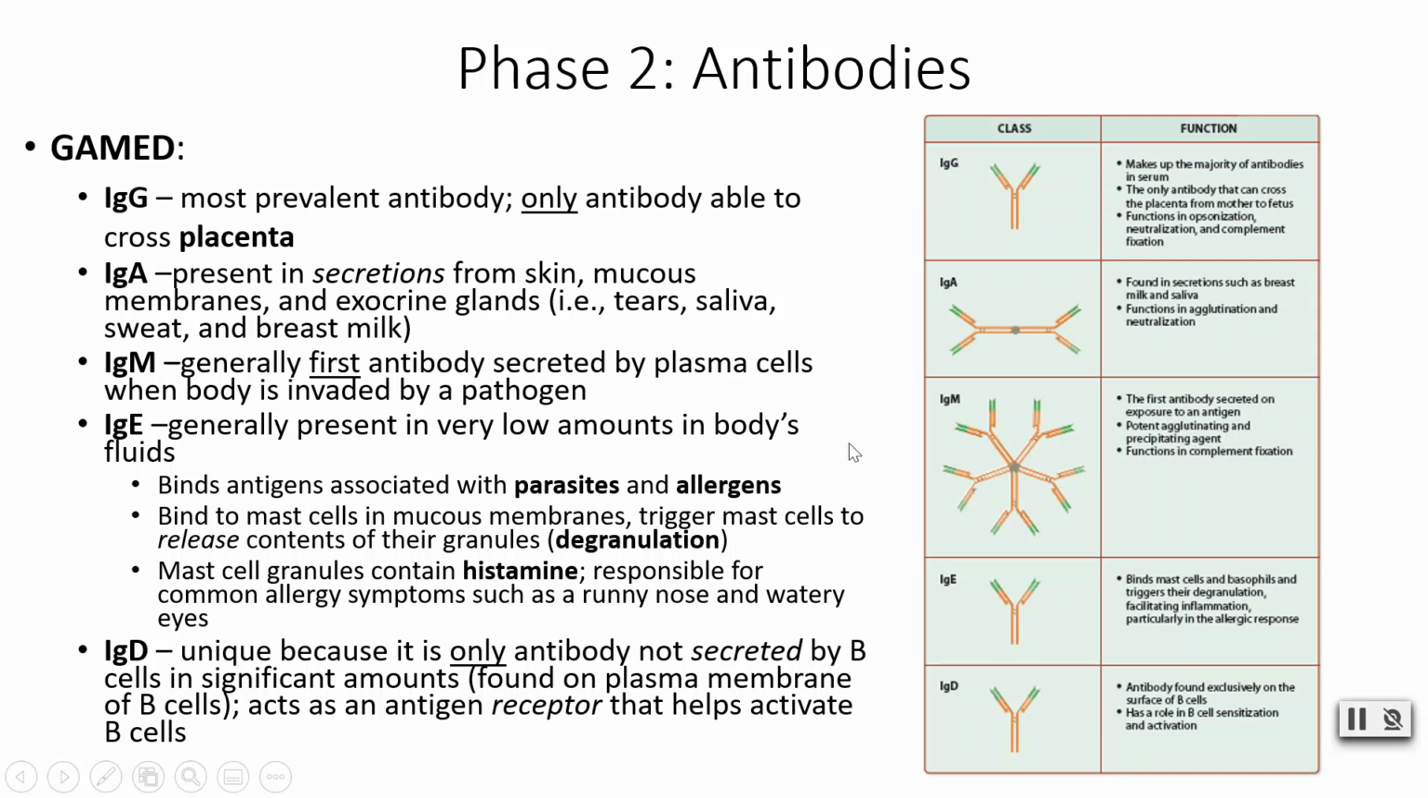Okay. And then you have IgE, which you usually have pretty low numbers of these in your body fluids. Okay. What do these do? Well, these tend to bind to parasites, and again, we typically aren't exposed to a super high number of parasites, so we don't necessarily need a lot of IgEs, but these do also play a role in your allergens. Okay, these trigger mast cells to release their granules, which we call degranulation.